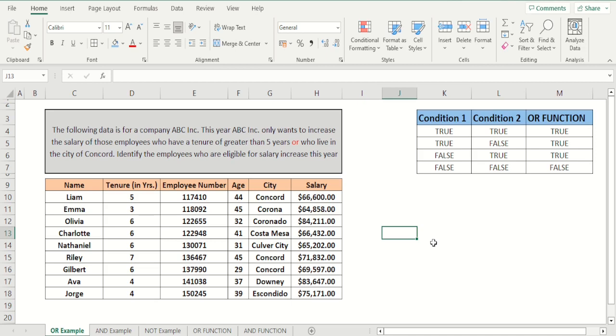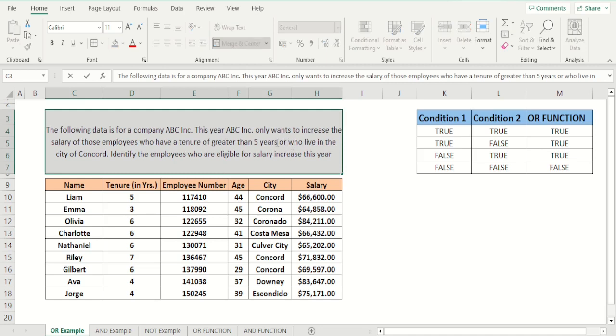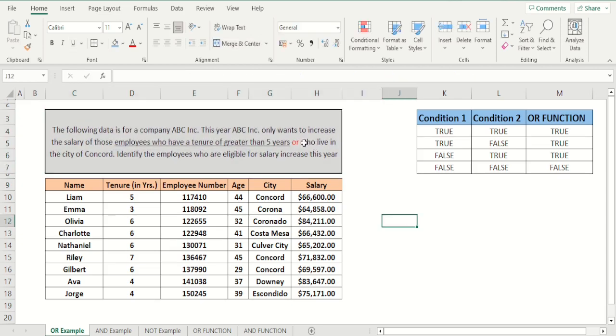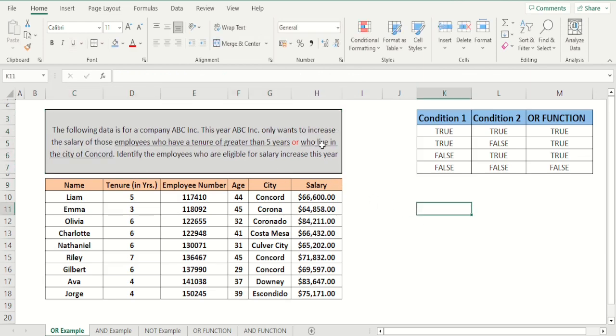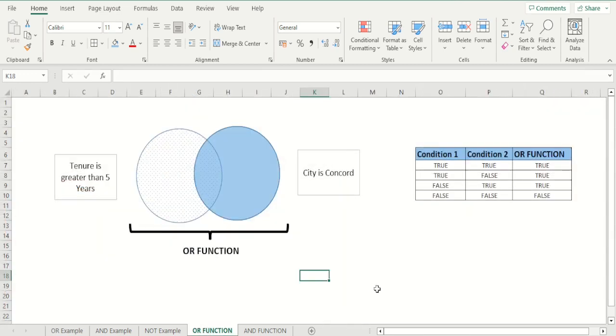The first condition is employees whose tenure is greater than 5 years. For simplicity, let's go ahead and underline this. This is our first condition, or condition 1. The other condition that we need to satisfy is who live in the city of Concord. Since these two conditions are joined by OR, let's take a look at the truth table. In all those conditions in which the answer is true, we can say that the final result meets the criteria. Now let's take a look at a more visual depiction.